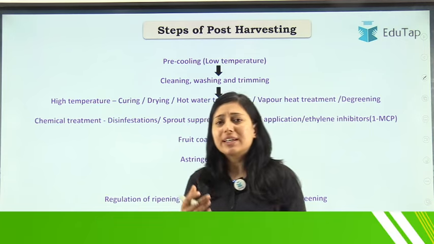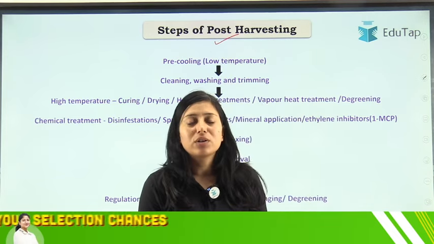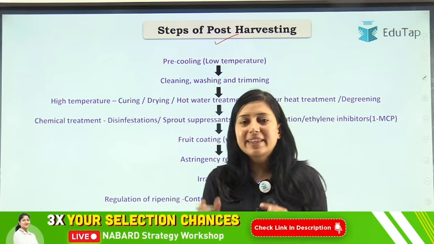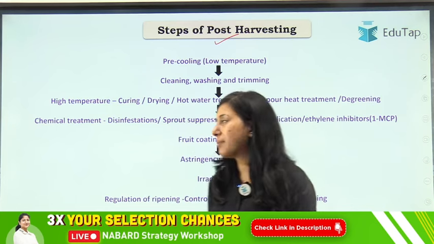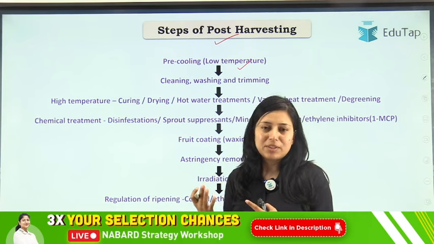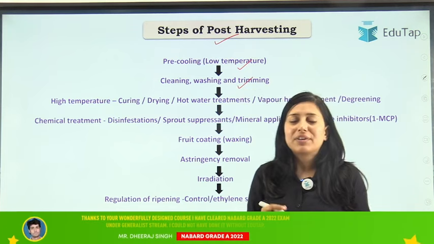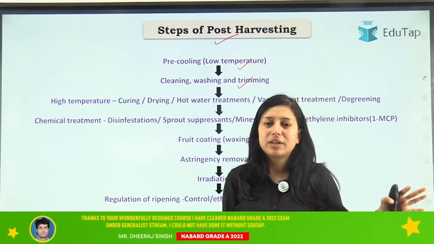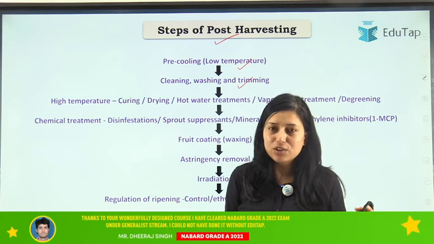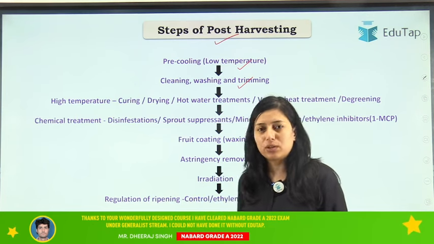Now let me tell you the steps of post harvesting. We will be discussing them through a flow chart, and then one by one we will see what they are. Clear? First is pre-cooling. Pre-cooling means low temperature, as the name suggests. We will discuss it later. In the field the temperature can be very high during the daytime or during harvesting of the produce, so first we need to bring down the temperature of the produce, that is pre-cooling.